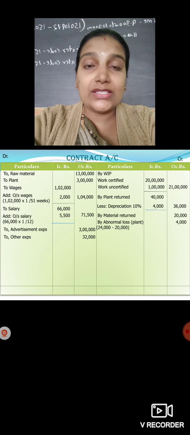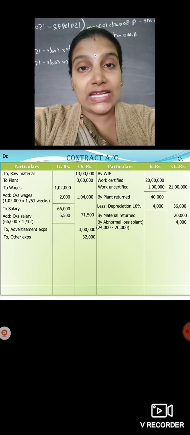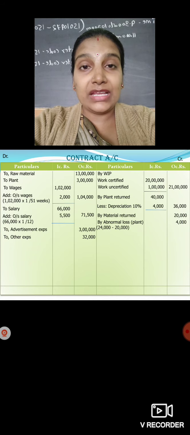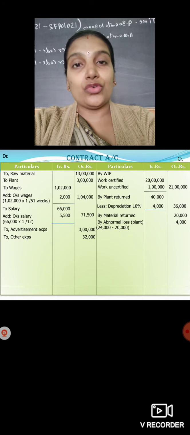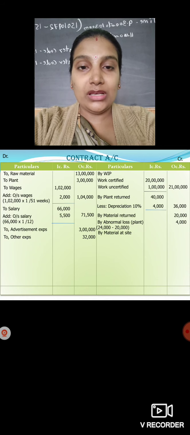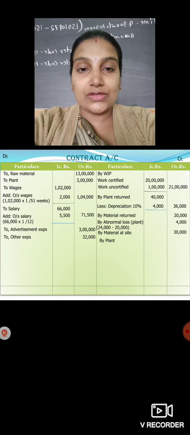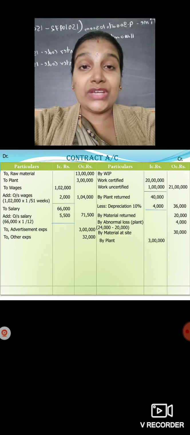Abnormal loss we have it as 4,000, because plant lost in accident was 24,000 worth. But from insurance company we claimed 20,000. So 4,000 we will get abnormal loss here. Then material at site we have it as 30,000. By plant how much do we have? 3 lakh.